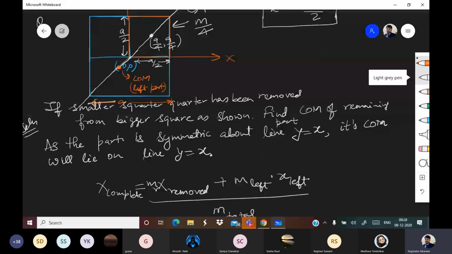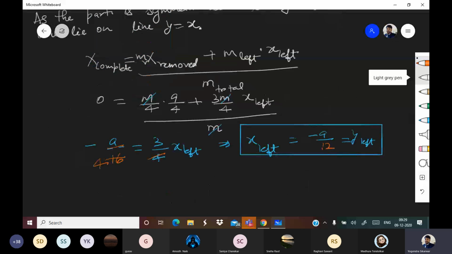How is x removed a by 4? See here, this distance is a by 2, and half of a by 2 will be a by 4. You check the calculation now, it should be proper, because m by 4 into a by 4 means minus a by 16. Everyone, please check the calculation now. Is it okay? So it should be minus a by 12.